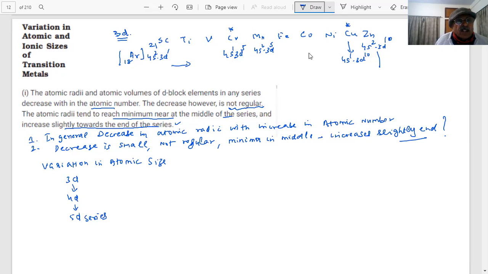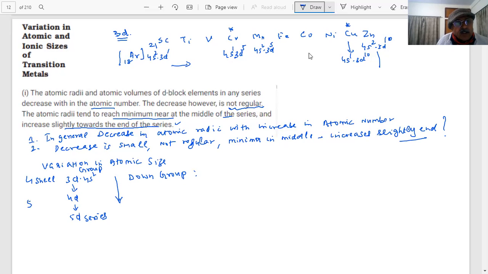If I consider a group, student, what happens as you move down the group? Usually what will happen? Size should increase or decrease, tell me. Any group you take, what happens? This is 3d, this is 4d, this is 5d, and there is a 4s orbital also. There are 4 shells here. This is the fourth period.